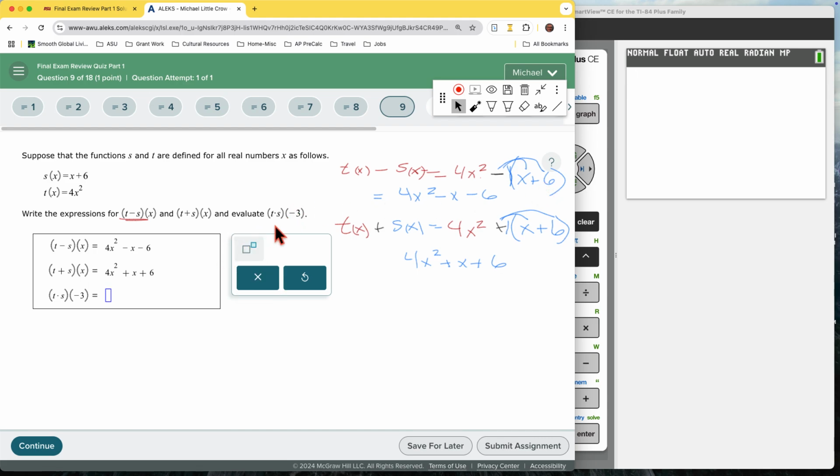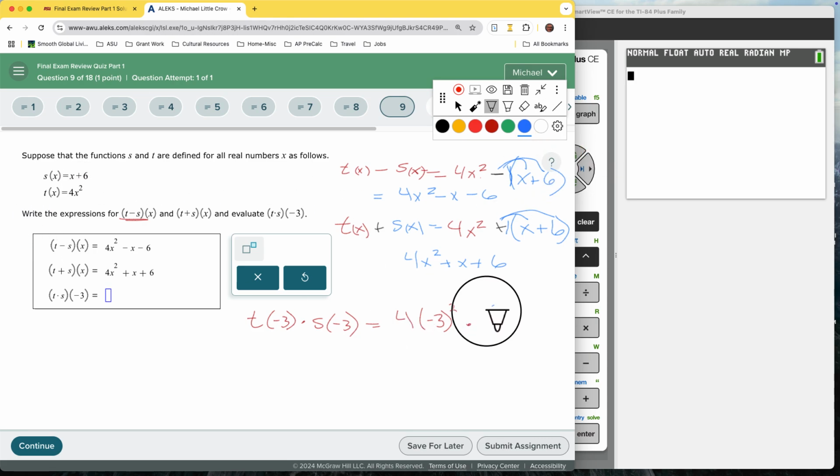This last one is not only do we want the function, we're going to multiply the functions, but we're going to put in negative 3. Now there's 2 ways you could do this. You could evaluate the function first with variables, or you could just go ahead and say this is t of negative 3 times s of negative 3. I kind of like this approach. So what is t of negative 3? That's 4 times negative 3 squared, times s of negative 3, which is negative 3 plus 6.